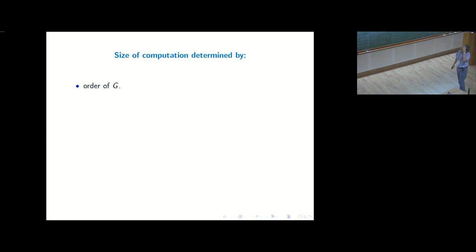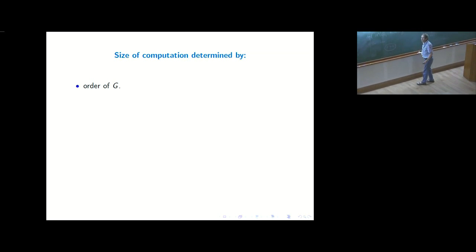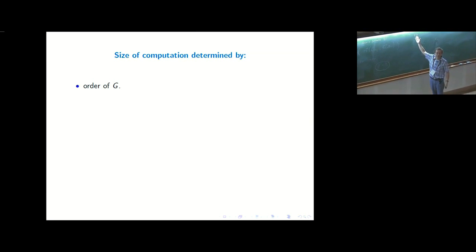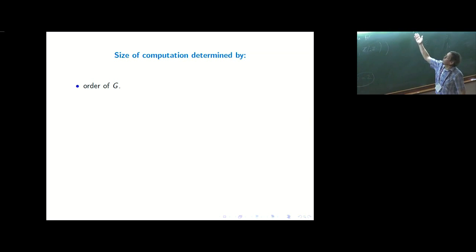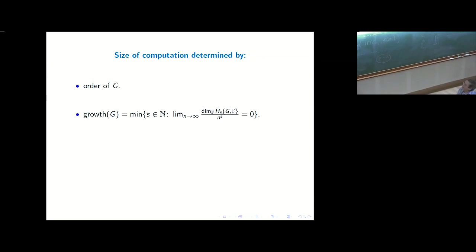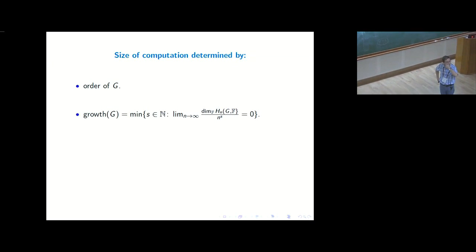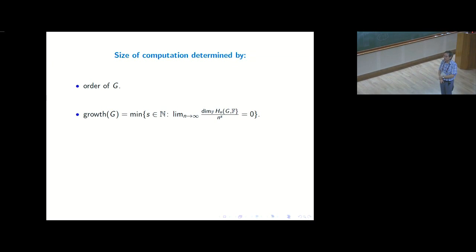So what determines the size of the computation? Well, certainly the order of the group, because I'm working in the vector space. I'm doing linear algebra in FG. So if G is large, it's not practical. But if G is only of order 6428, that's a fairly small vector space. The answer also determines the size of the computation. If your answer is going to be big, well, the computation is going to be big.